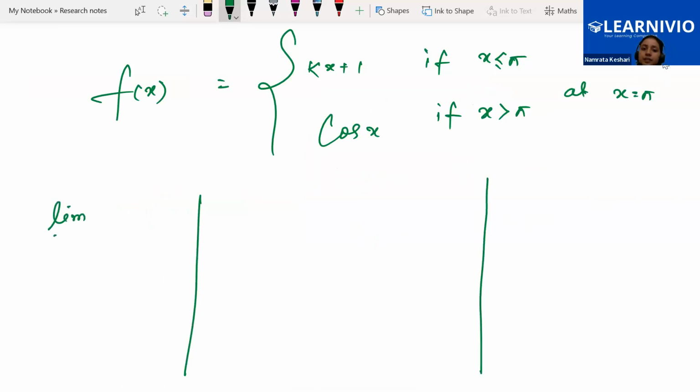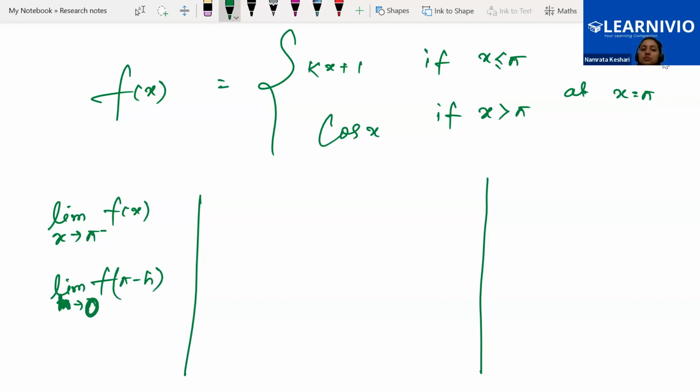Limit x is approaching pi from the left side. Limit x is approaching pi, h tends to 0 will be taken. h tends to 0. F of what can be written over here, Fatima? F of what? Pi minus h. Yeah, pi minus h.